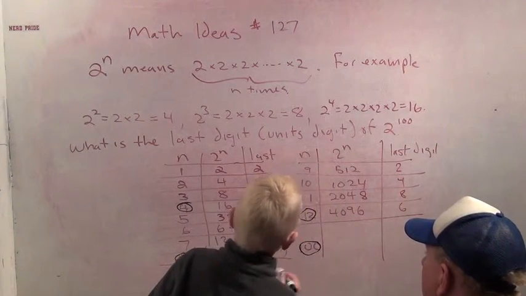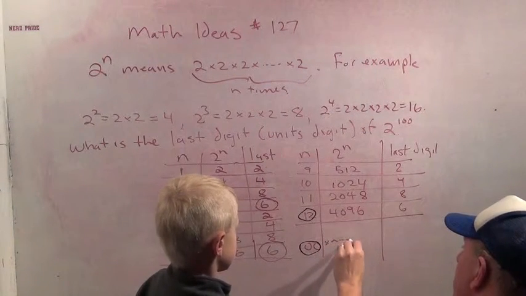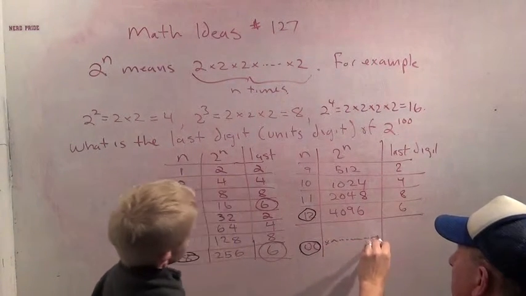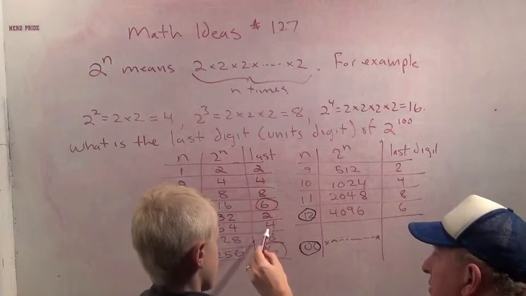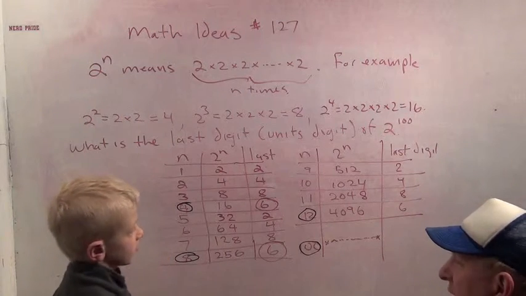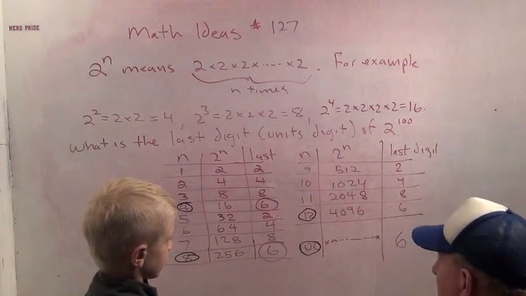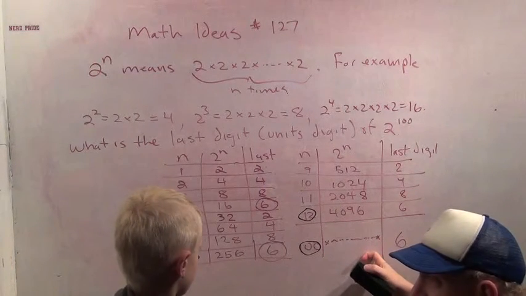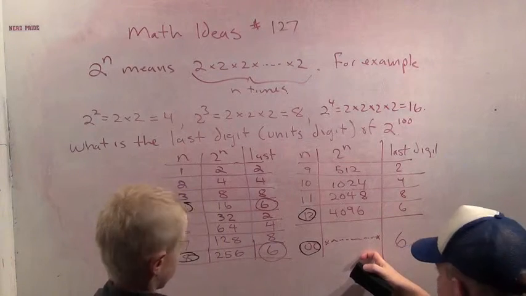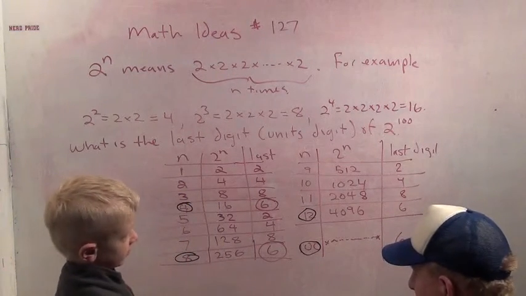And we don't know what this is going to be. It's going to be some huge number. But one thing we're pretty sure about is this pattern that goes 2, 4, 8, 6, 2, 4, 8, 6, 2, 4, 8, 6. And on 100, it's going to be a 6. So the last digit of 2 to the 100th, even though we don't know what the number is, because it's so big, is 6. We know what the last digit is. And it's a 6. How fun is that?